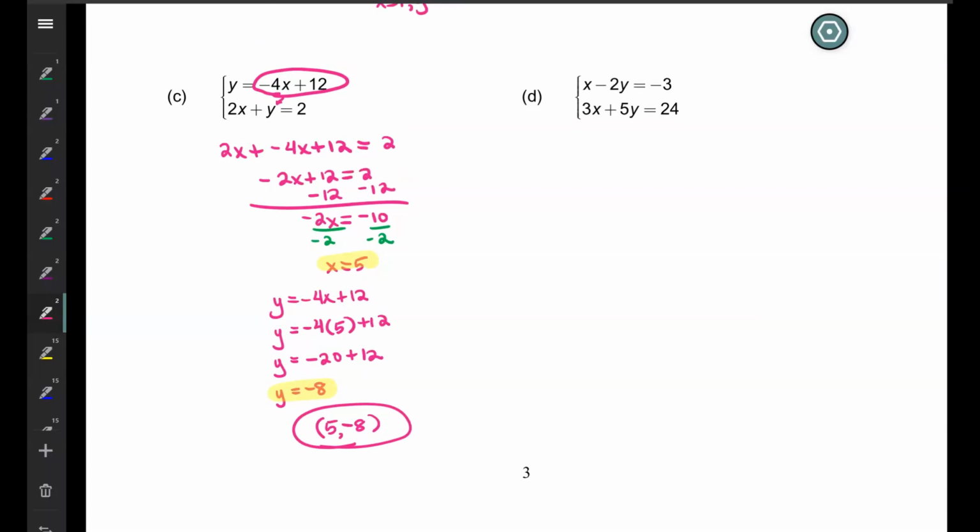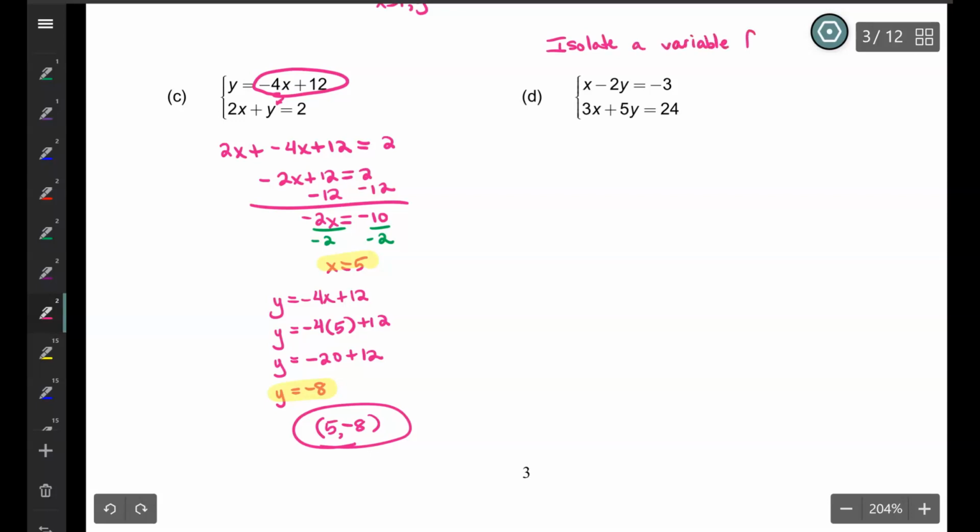Now looking at D, all right, this time we do not have a variable isolated. So what we want to do is isolate a variable first. Now I see that x does not have a coefficient. So it would be relatively easy for me to take that first equation and just add 2y to both sides. So I get x equals 2y minus 3.